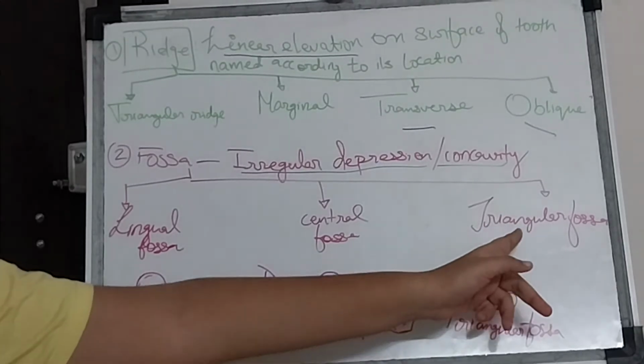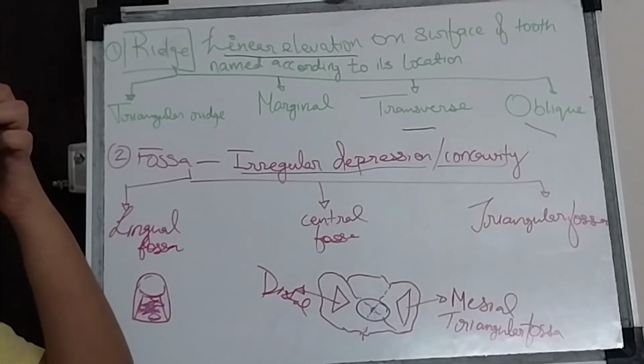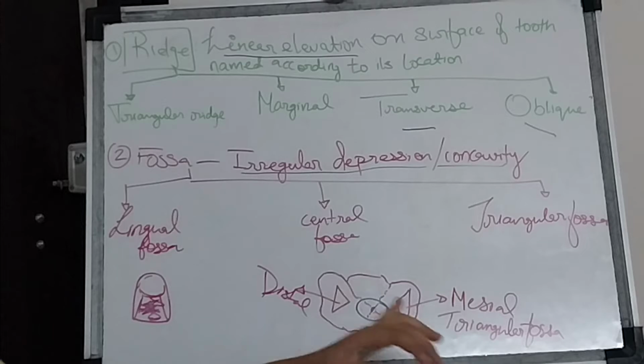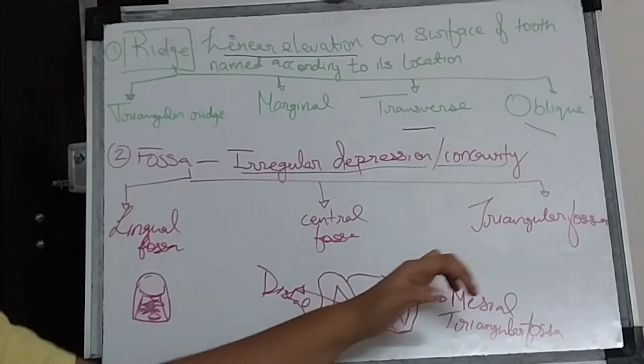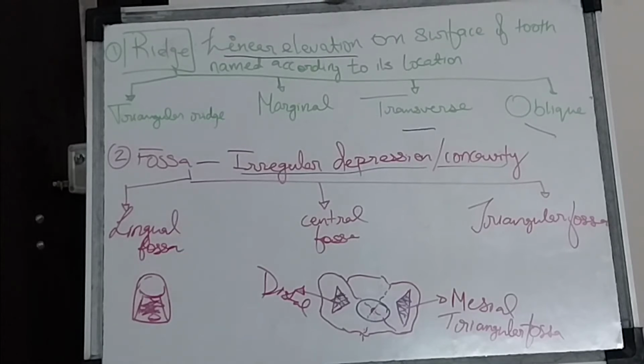And triangular fossa, similarly, are also present in molars and premolars. They are present on the mesial and the distal side, and they are triangular in shape. That is why triangular fossa. They can also sometimes be present in maxillary incisors on the lingual surface. Okay, so that was about fossa.